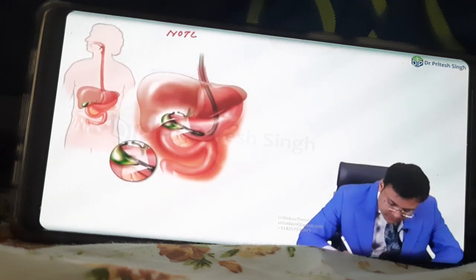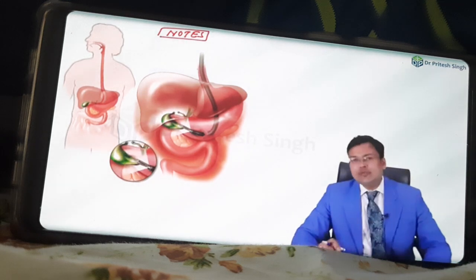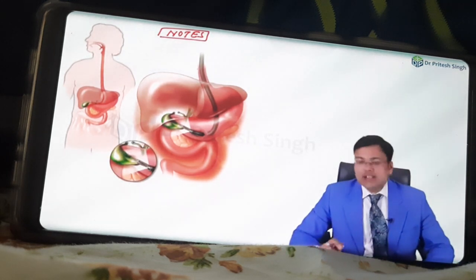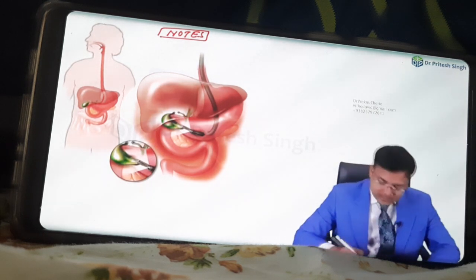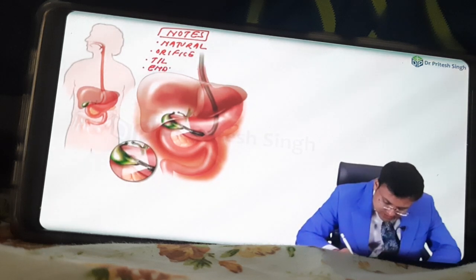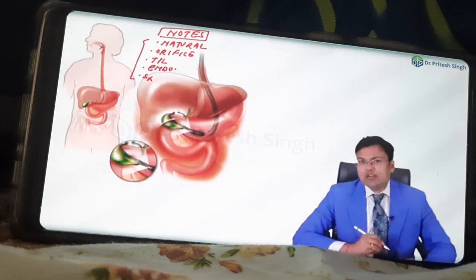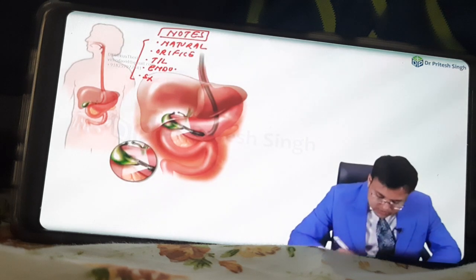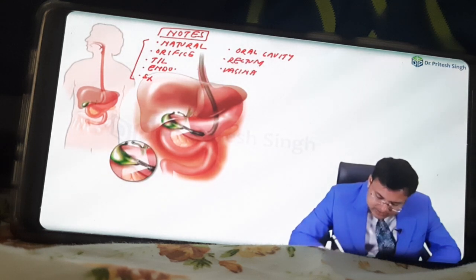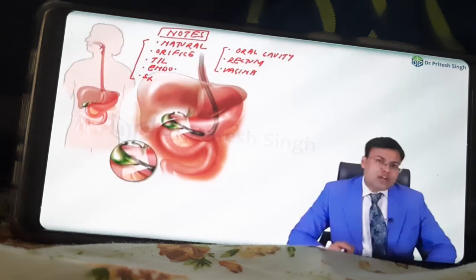Now what is this surgery? This is NOTES. What is the full form? Natural orifice transluminal endoscopic surgery. We are using natural orifices like the oral cavity, vagina, and rectum for performing surgery. Here you can see, with the help of an endoscope, I'm performing the cholecystectomy. The natural orifices commonly used are the oral cavity, rectum, and vagina.